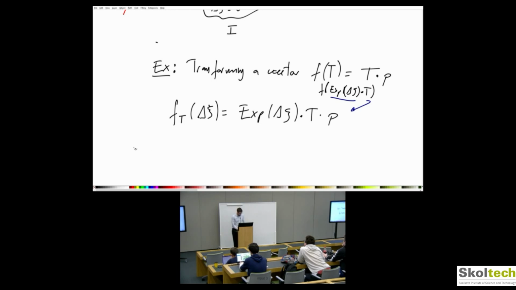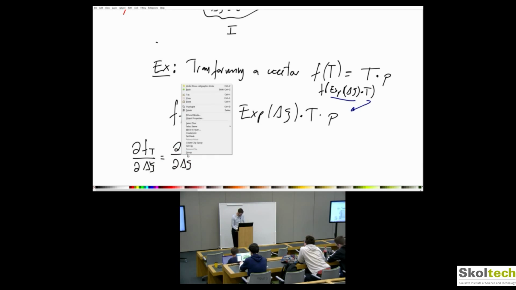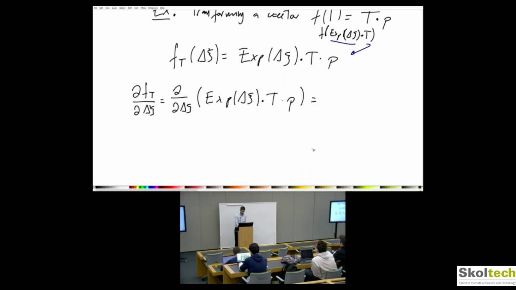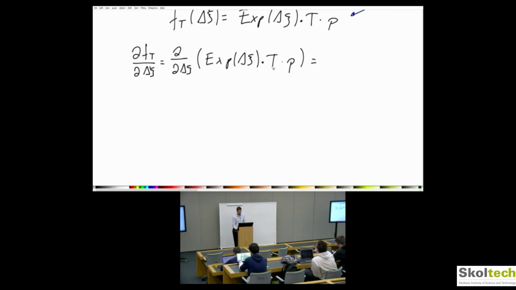Now, I'm just going to differentiate. And for this, you will see that actually we can use almost standard rules for differentiation. So what I've done is I have just substituted this function, and the derivative now is going to be with respect to this increment of the transformation.